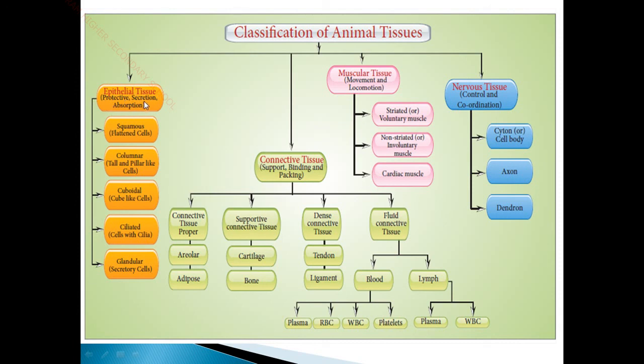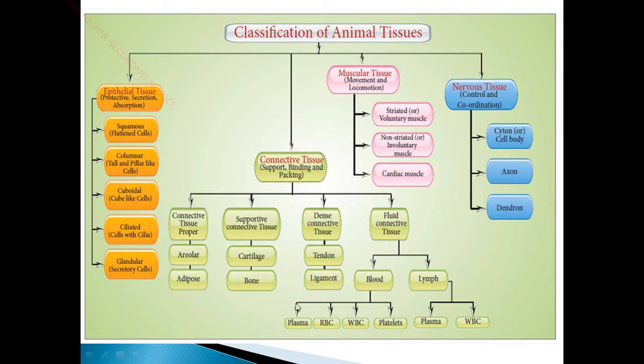Based on the function, it has been divided into different types: squamous epithelium, columnar epithelium, cuboidal epithelium, ciliated epithelium, and glandular epithelium. Connective tissue is mainly meant for support, binding, and packing, and this is divided into 4 major types: connective tissue proper, supportive connective tissue, dense connective tissue, and fluid connective tissue. Connective tissue proper is divided into areolar tissue and adipose tissue, supportive connective tissue into cartilage and bone, dense connective tissue into tendon and ligament, and fluid connective tissue into blood and lymph.